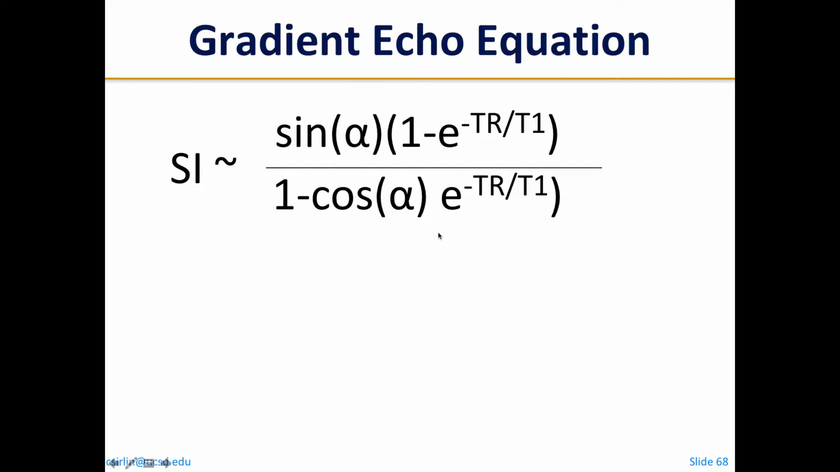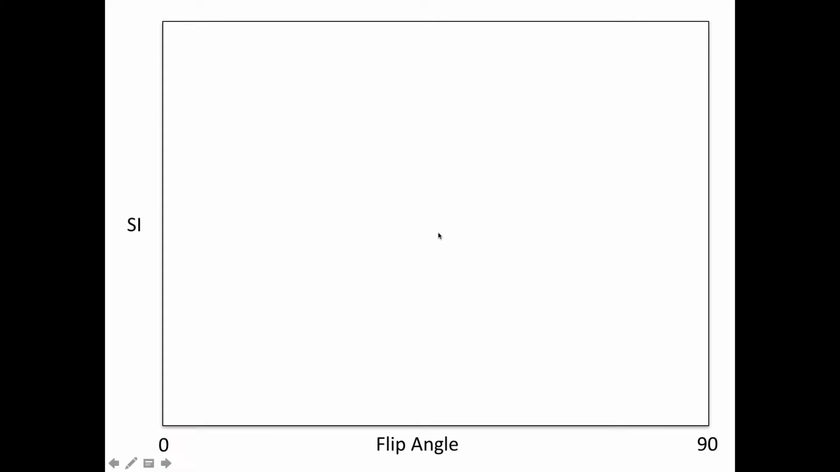So this is pretty horrible, right? But you can plot this on Excel. And when you plot this on Excel, you will get equations that look like this. So all I did now was plot that horrible equation on Excel and create a few curves. On these curves, I'm going to show the signal intensity on the y-axis and the flip angle on the x-axis from 0 to 90.